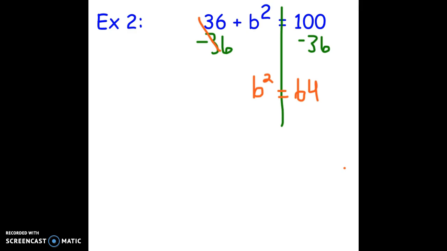Again, I don't care what b squared is, I want to know what b is. The inverse of squaring something is taking the square root. And since I took the square root, I'm going to need the positive and the negative value. So b is going to equal positive and negative 8, since 8 times 8 is 64.